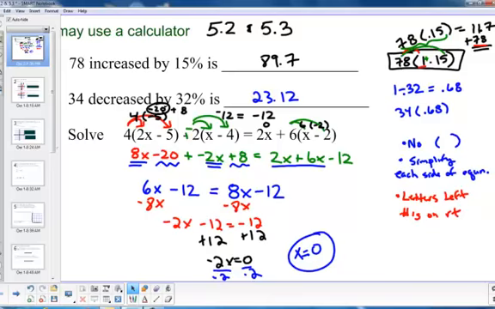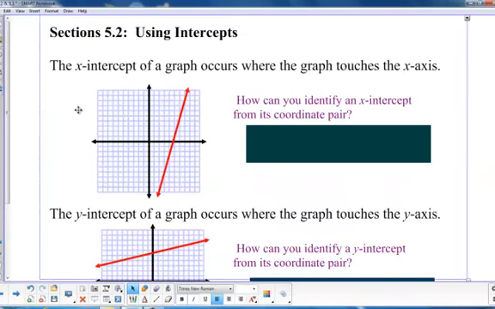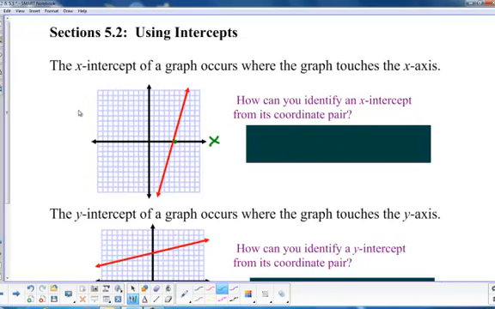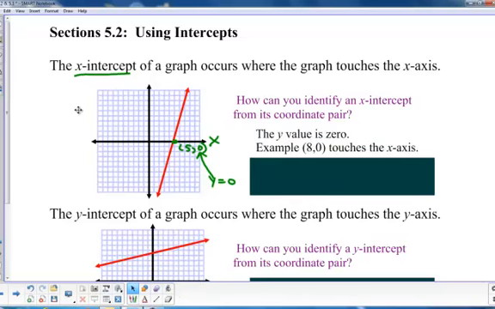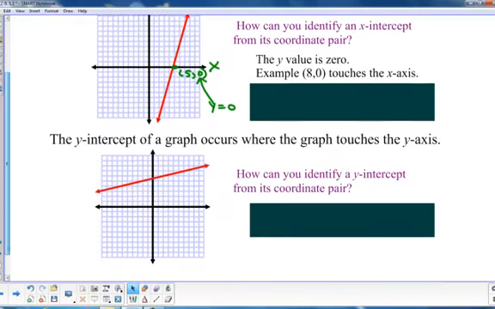All right. So we're now going to talk about the x-intercept and y-intercept. On a graph, the x-intercept is where it crosses the x-axis right here. If you wrote this as an ordered pair, we would go over 5, up 0. So the x-intercept is when y equals 0. Basically, if you have an equation, you can plug 0 in for y and solve for x.